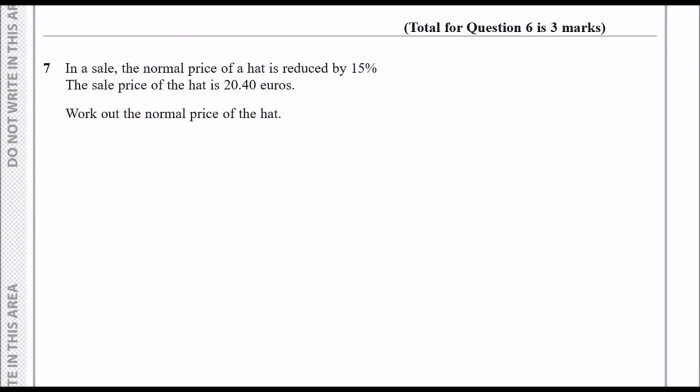And for 7, it says, in a sale, the normal price of a hat is reduced by 15%. The sale price of the hat is 20.40 euros. Work out the normal price of the hat. Okay, for these questions, because you're dealing with price reduction and percentages, we always use this very nice formula we've been using for a while, and I call it the OV-NV formula. This tells us that first you have the original value, and it either increases or decreases by some rate, and you'll get a new value.